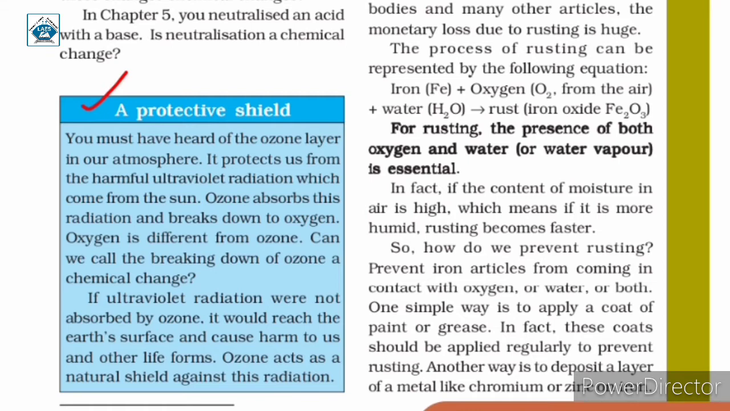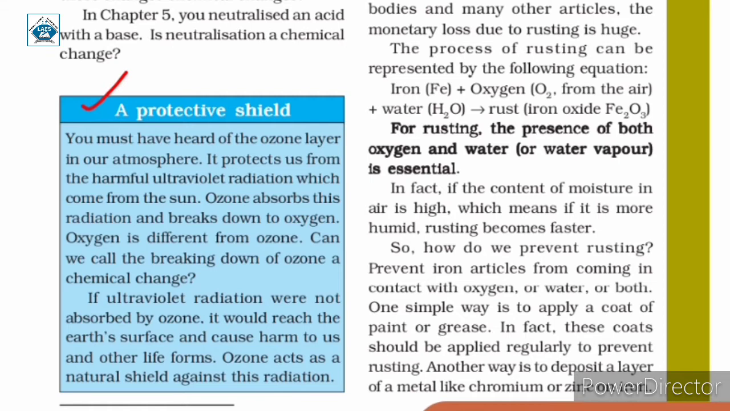Oxygen is different from ozone. Can we call the breaking down of ozone a chemical change? If ultraviolet radiation were not absorbed by ozone, it would reach the Earth's surface and cause harm to us and other life forms. Ozone acts as a natural shield against this radiation.